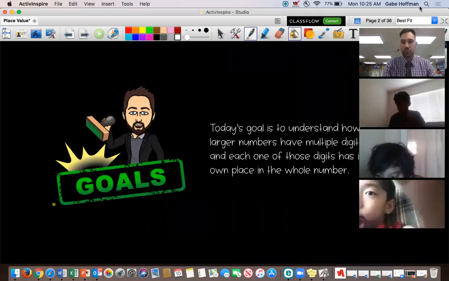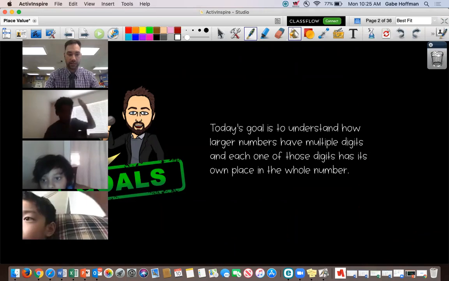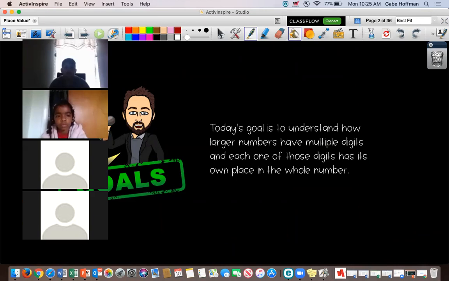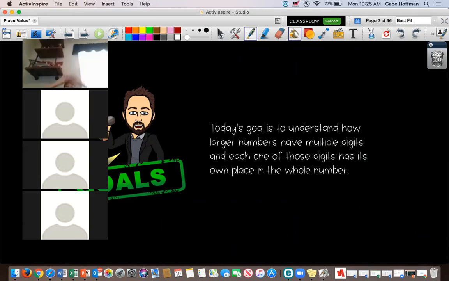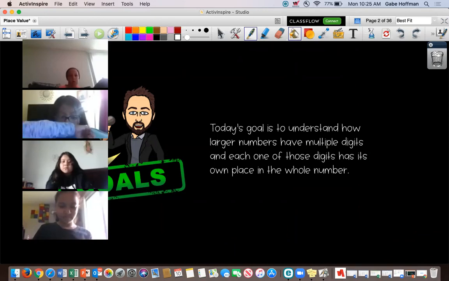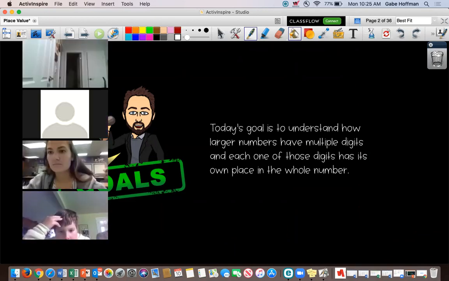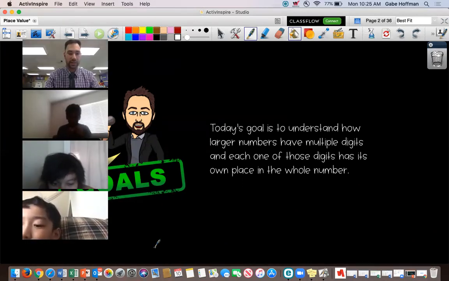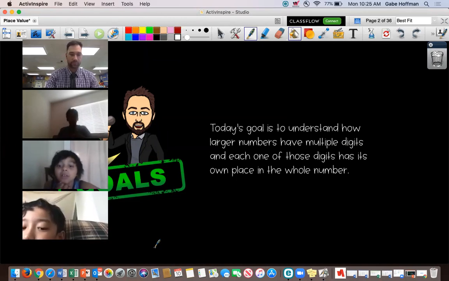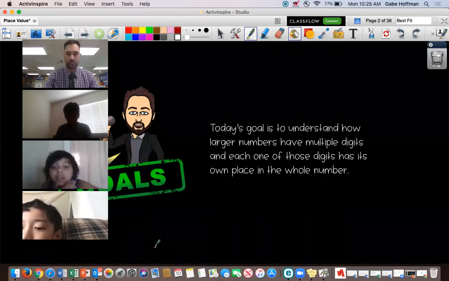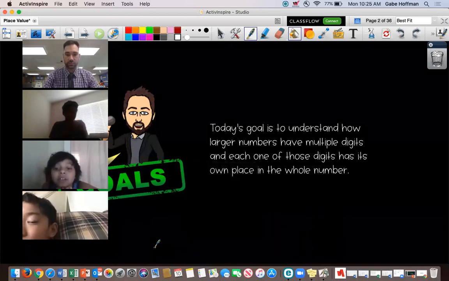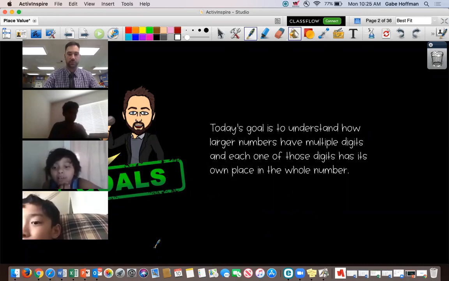So we'll go through our goals first. Is there anybody who would like to read today's goal to our class? Jay, can you read the goal? Today's goal is to understand how larger numbers have multiple digits, and each one of those digits has its own place in the whole number.